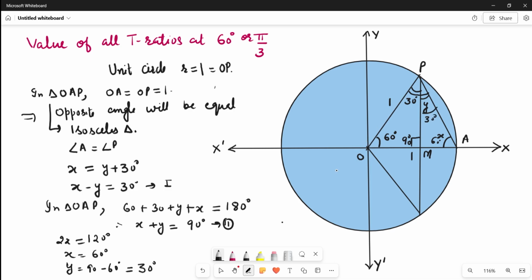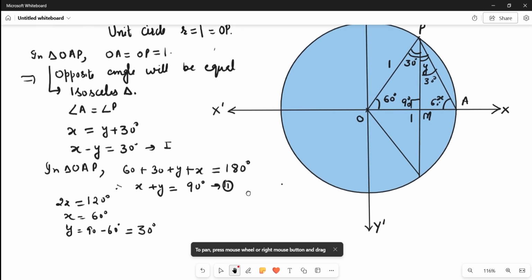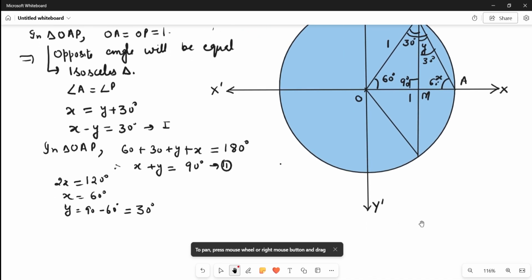Now this OAP triangle is an equilateral triangle. Now see, this triangle is equilateral, which means all sides are equal, means AP is also equal to 1. इसकी लंबाई भी हमारे पास 1 आ गई.